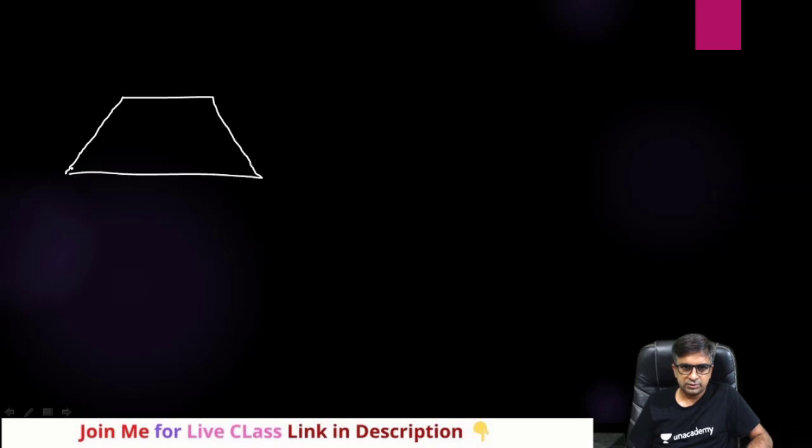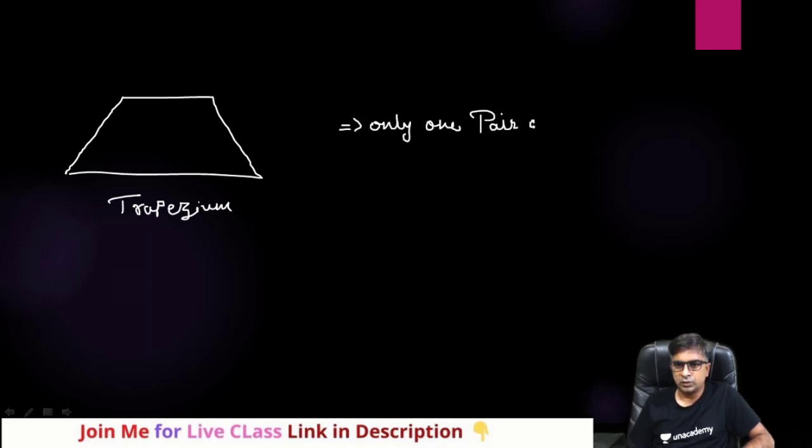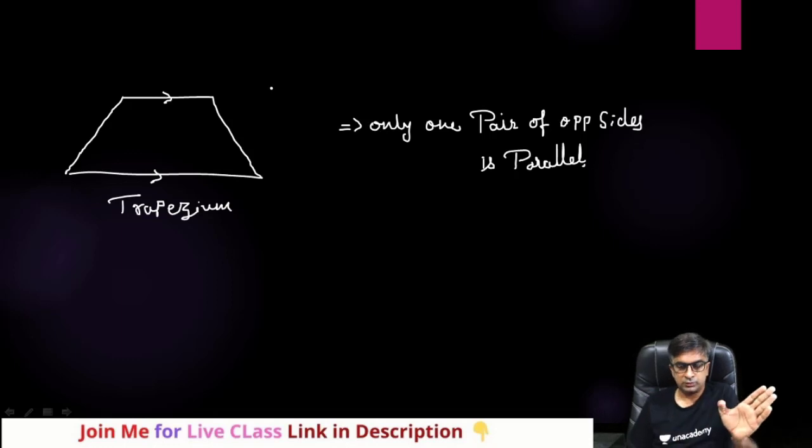This is trapezium, and it has only one property, guys, that only one pair of opposite sides is parallel, nothing else. Only one pair is parallel, not equal also. Only one pair of opposite sides is parallel. This is the main property, nothing else for this trapezium.